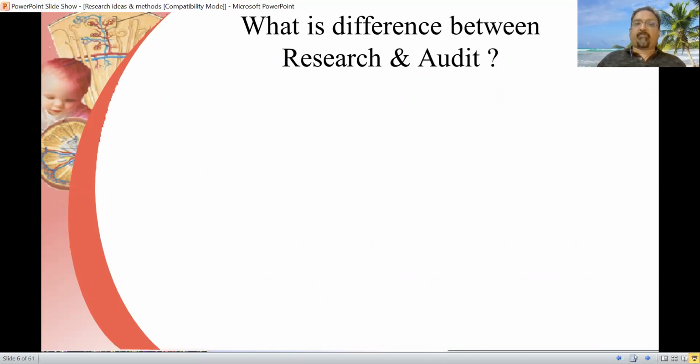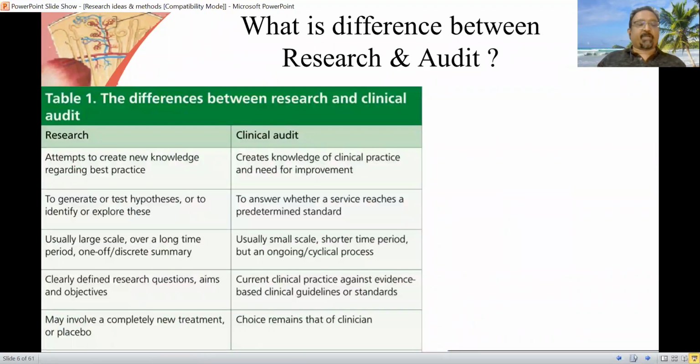And what is the difference between a research and an audit? A research is something where we try to create new knowledge. You test a hypothesis or a research question, and it may involve a new treatment or a placebo, like a comparative analysis. Whereas a clinical audit is a cycle.